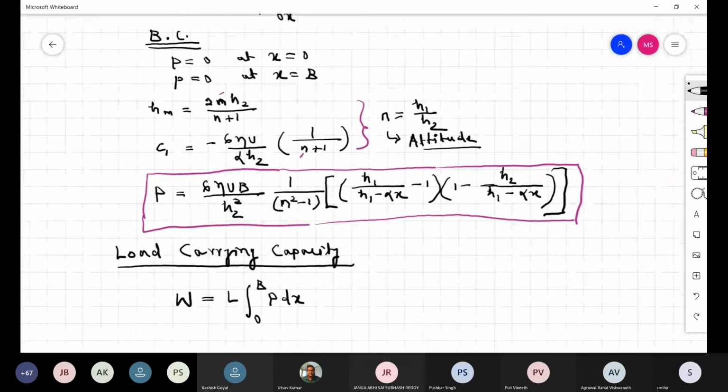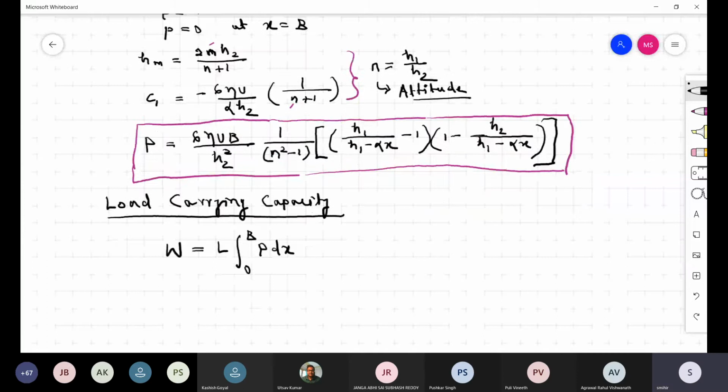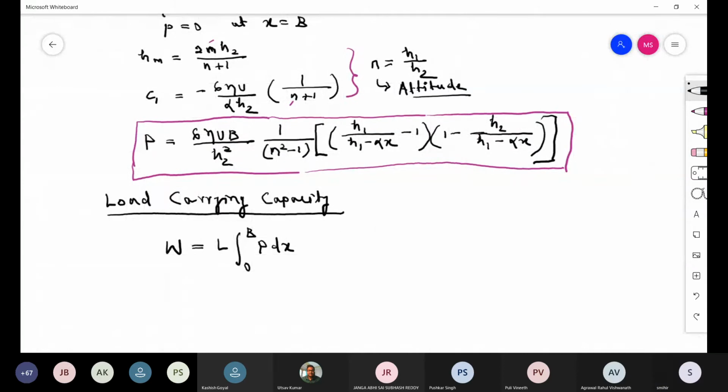So if you substitute now the P here, you will get W as... this is square.